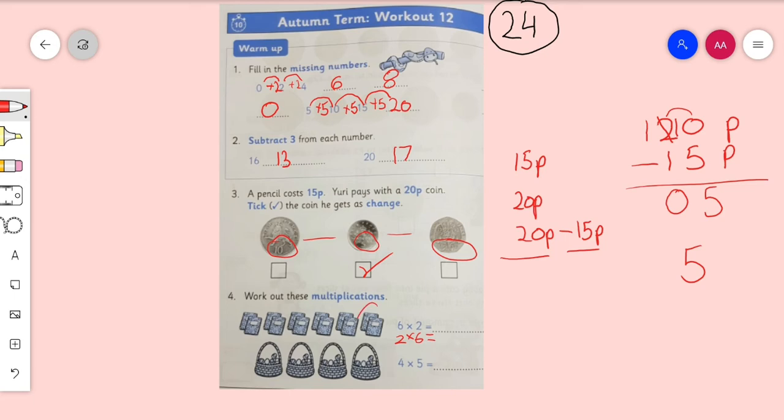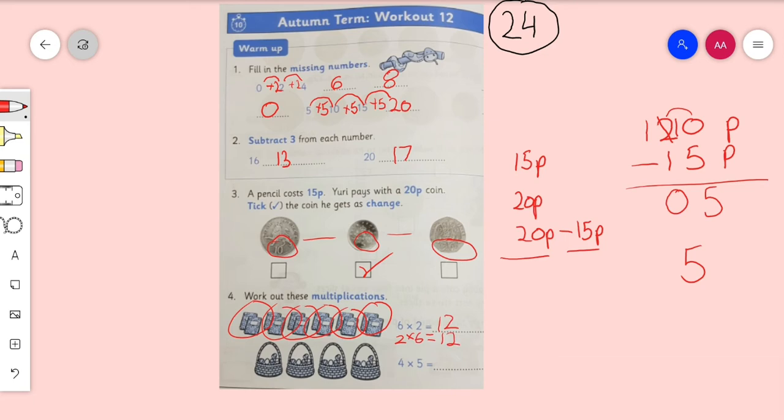There are 6 groups, 1, 2, 3, 4, 5, 6. And in each group there are 2 books. So for 6 times 2, we add up all these books: 1, 2, 3, 4, 5, 6, 7, 8, 9, 10, 11, 12. Which means 6 times 2 is 12, and which means 2 times 6 is also 12.